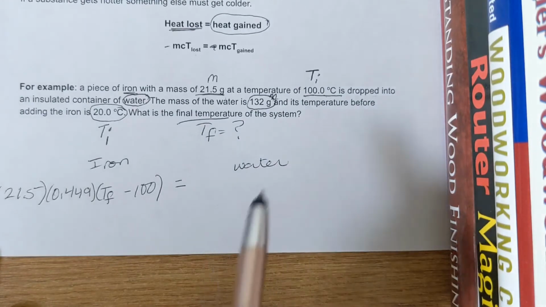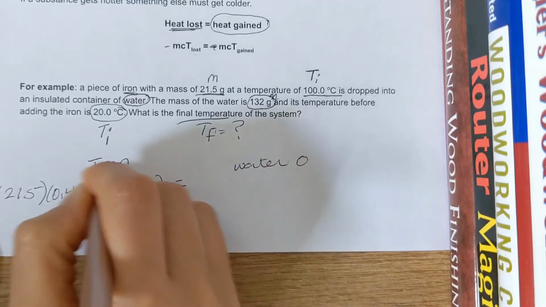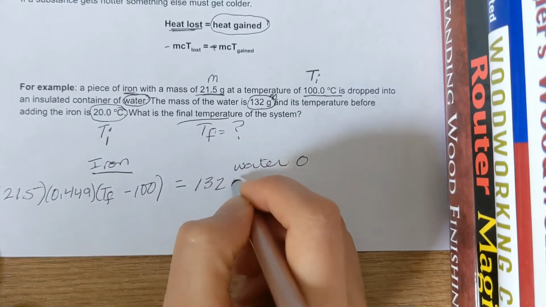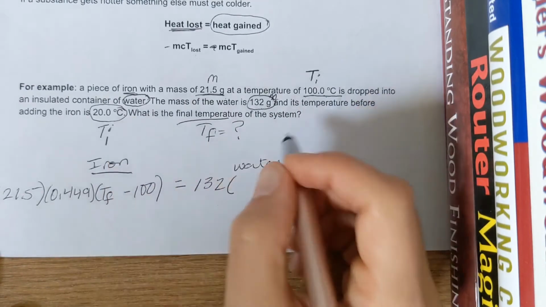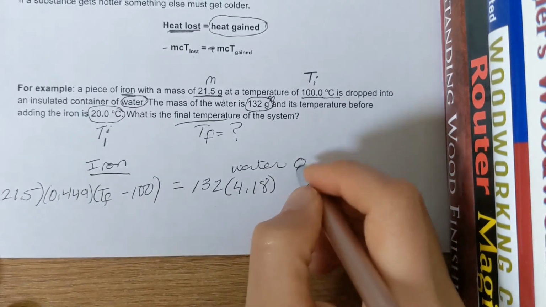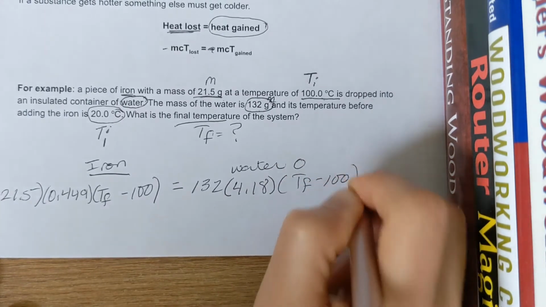Okay, on the other side, we have 132 grams. So this is circled, this is underlined. Okay, so 132 grams here. At 20 degrees Celsius, water is a liquid. So we're using the 4.18 again. And then we're looking for TF, and we're going to minus 100.